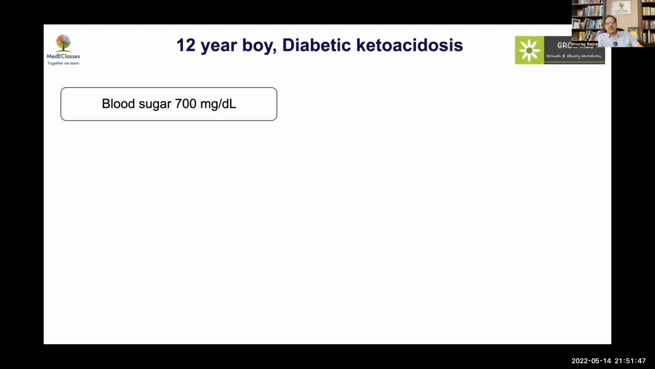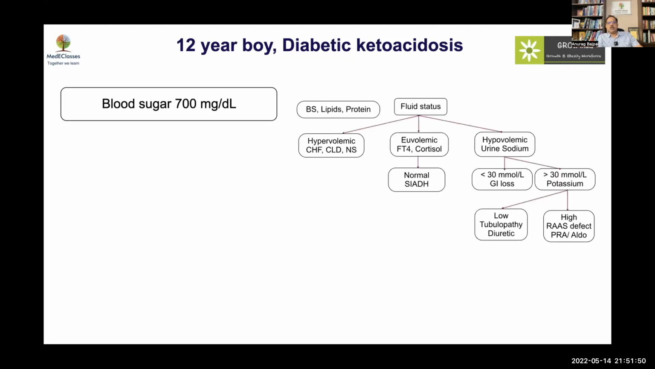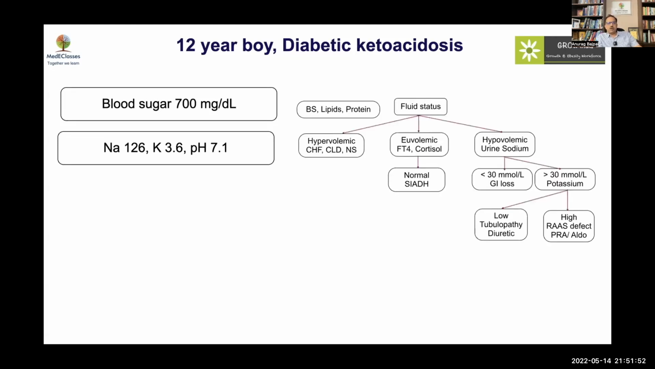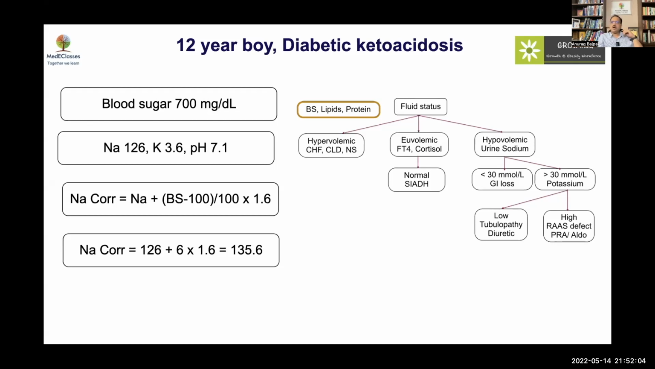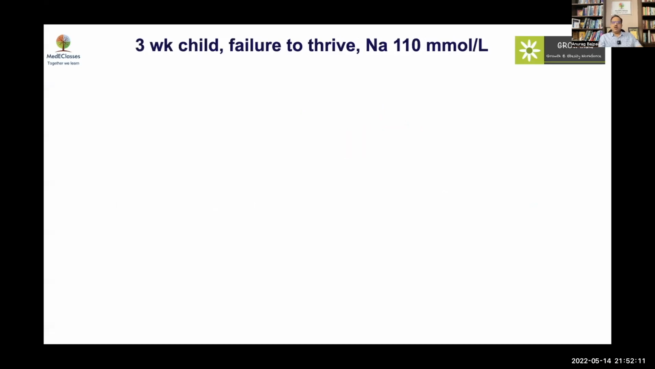A 12-year-old boy with DKA, high blood sugars, and what we found was that the sodium is 126. Now, this is classically pseudo-hyponatremia. So for every 100 milligram per dL rise in glucose, we have to add 1.6. So we have to correct this sodium, and what we found, it comes to 135.6. So in a DKA, always correct the sodium. That becomes important. A 3-week-old child with failure to thrive and severe hyponatremia.